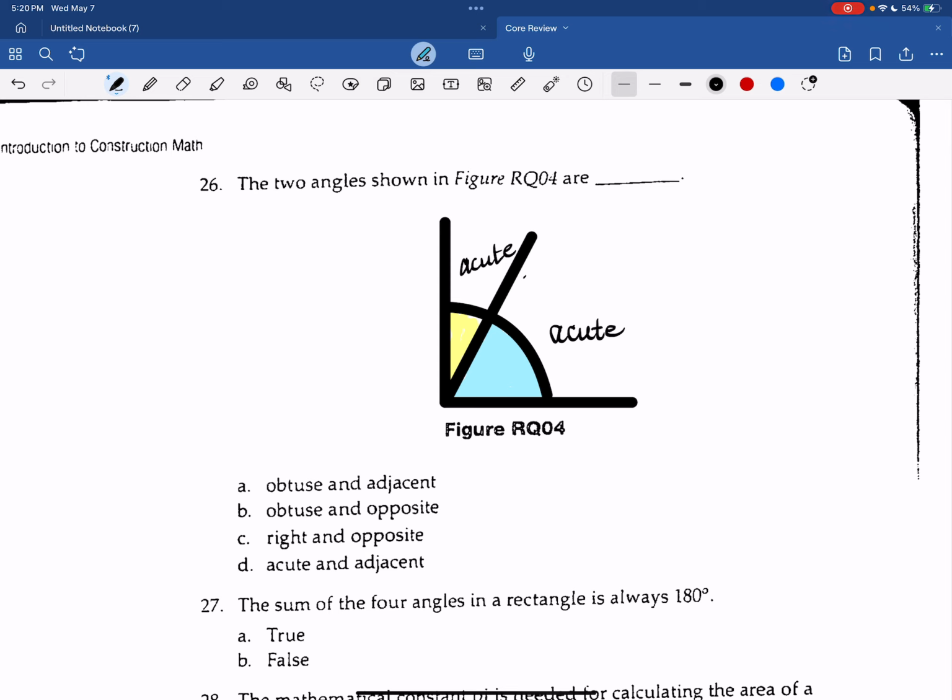They are adjacent because they share that ray. It's like two rooms in my house that share a wall. Those are adjacent. That word is going to be very important to you when we get to trigonometry, so it's good to know what adjacent means. They share a ray, they're adjacent. They're acute because they're less than 90 degrees.